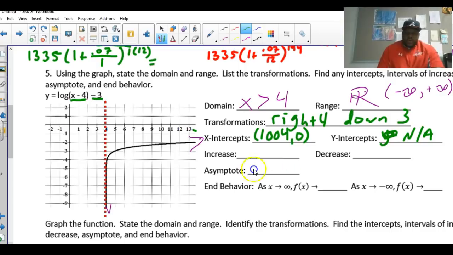For increasing and decreasing, you read this from left to right. As I travel from left to right, following this line, I'm increasing from 4 to positive infinity. You've got to talk about the x values. From this 4 out here to positive infinity, this thing is continuously increasing. And then the decrease, there's none because, again, it's going to the right. If I went this way, there's no decrease.